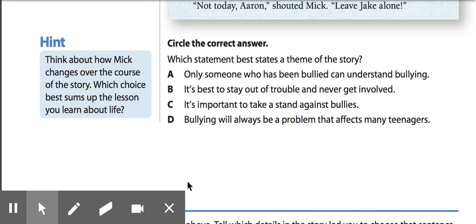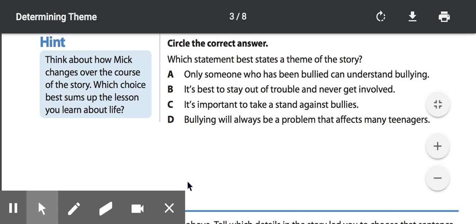Is it A, only someone who has been bullied can understand bullying? B, it's best to stay out of trouble and never get involved? C, it's important to take a stand against bullies? D, bullying will always be a problem that affects many teenagers.